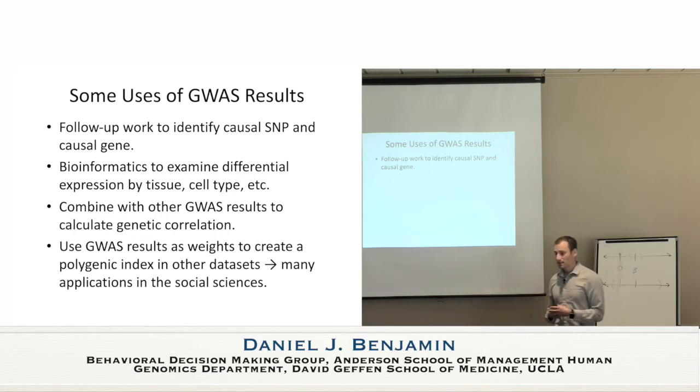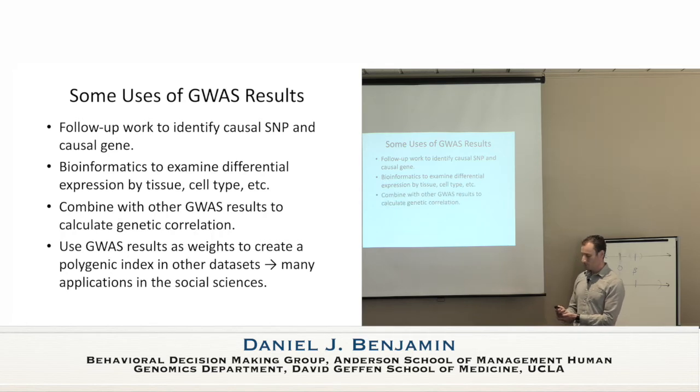In some cases, there's wet lab follow-up where you try to do experiments to manipulate a gene and knock out a gene in an animal model and confirm which is the causal one. There are also analyses to look at how much the SNPs identified in the GWAS are expressed across different kinds of tissues or cell types to understand how it might work biologically.